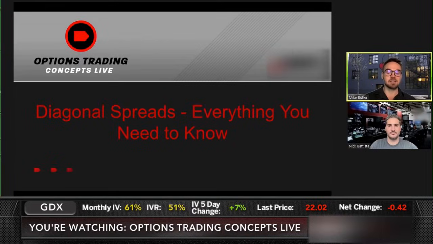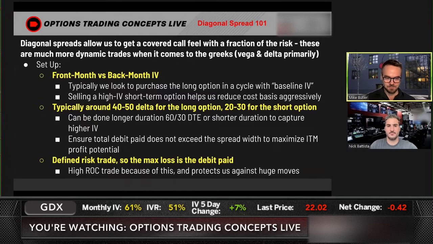Here we go. Diagonal spreads, everything you need to know. So first things first, what is a diagonal spread? Ultimately, a diagonal spread is a vertical spread, a debit vertical spread, whether you're buying it at the money or slightly in the money. There's trade-offs.